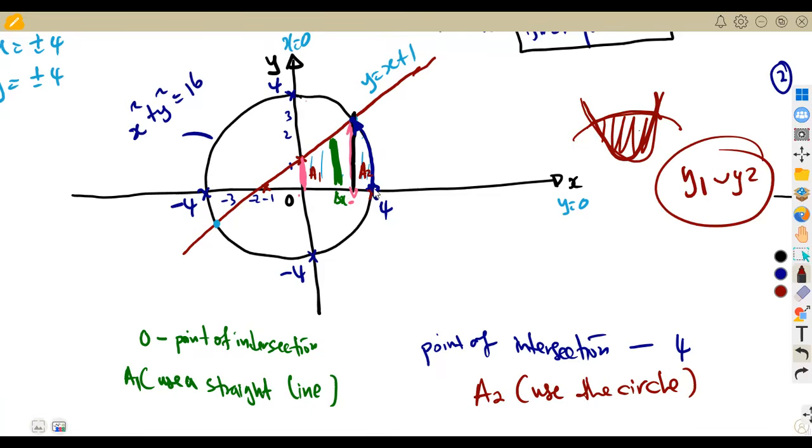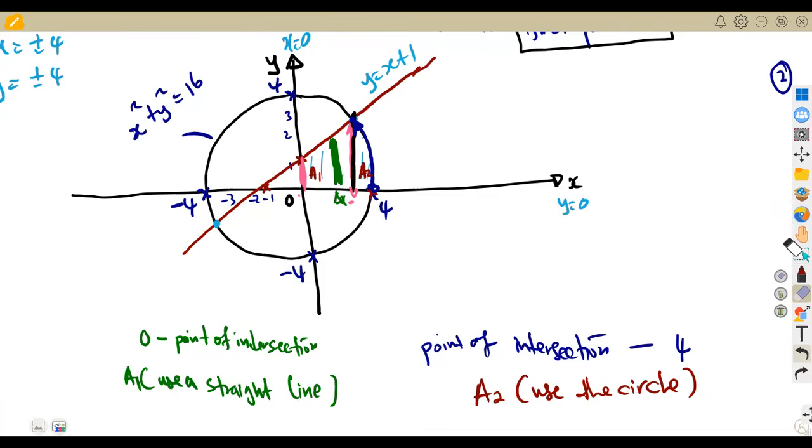From the point of intersection up to 4, the straight line is no longer involved. We are just left with the curve, which is the circle. So that's some of the questions which might be a confusing type of question, especially under exam or on your revision part. You're supposed to know the difference between this. All right, so we're back to our area.